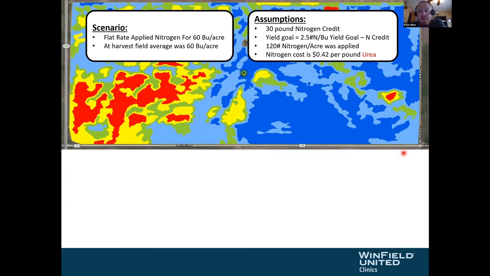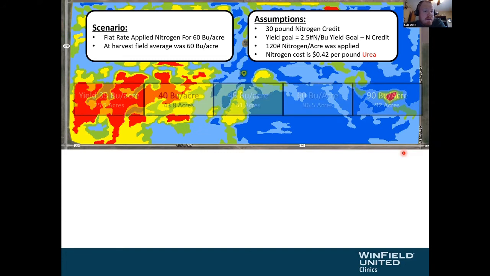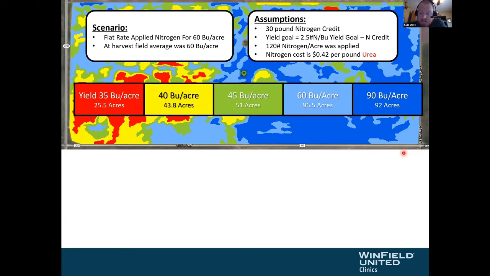And just based on 42 cents per pound of urea. So that's just building the scenario. So look at this here for yield. Here's what we actually got for yield on this field. In those red zones, we were seeing 35 bushels, and in some of the best zones, we were seeing up to 92 bushels an acre. Or excuse me, 90 bushels an acre.